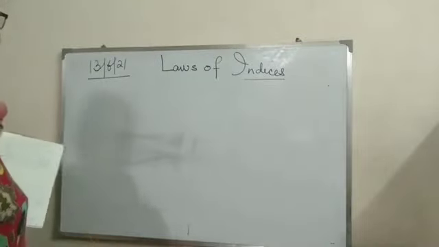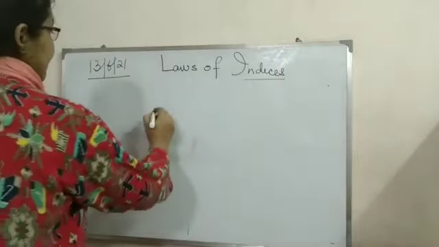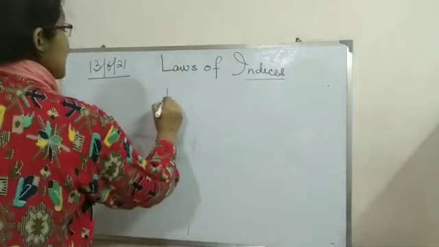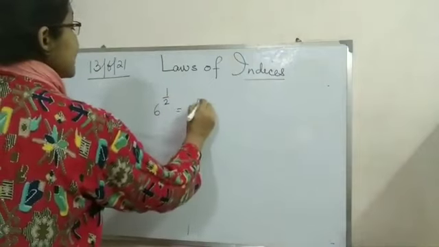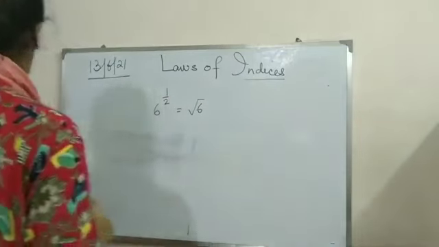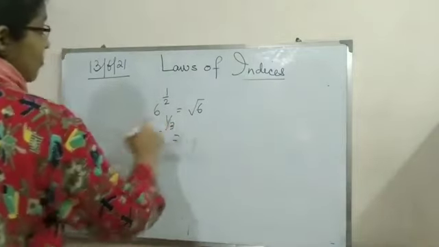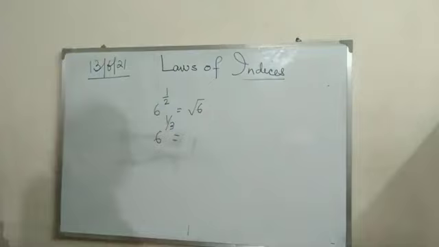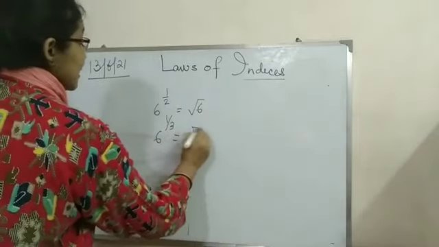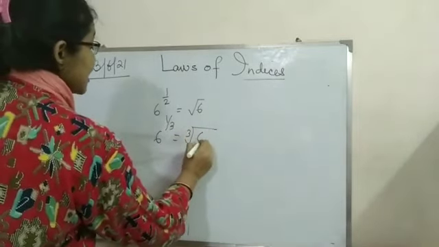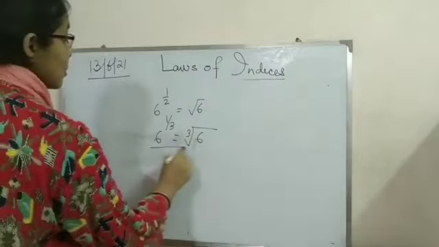Now you see the very simple thing: if I write x to the power half, then I can write it in this way, root x. If I have 6 to the power 1/3, then I can write it in this way. This is equal to this.